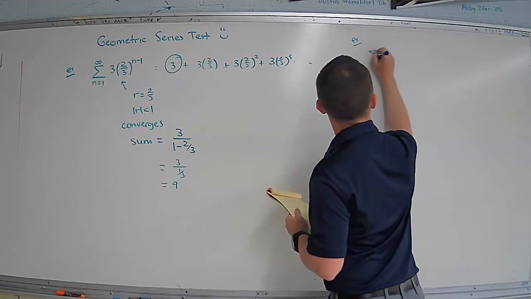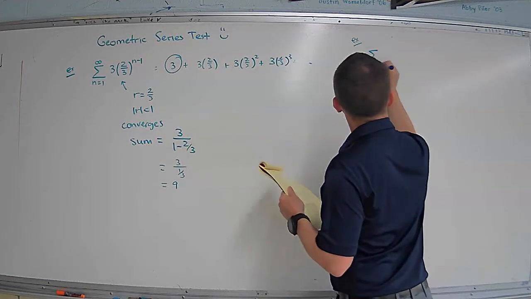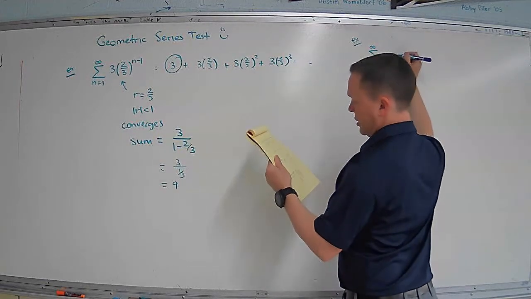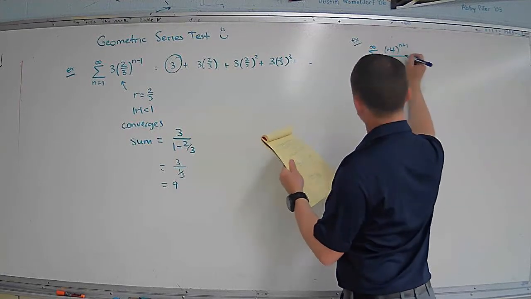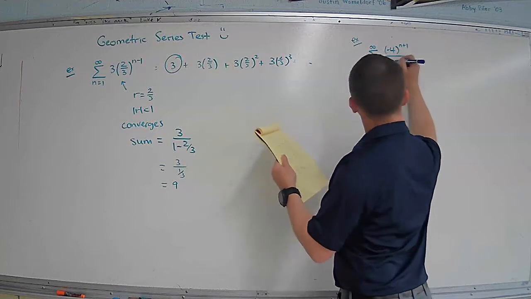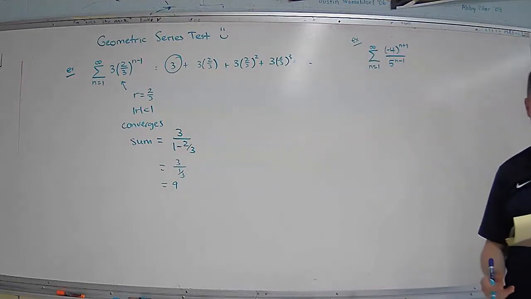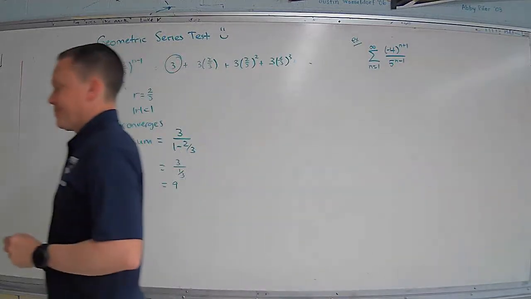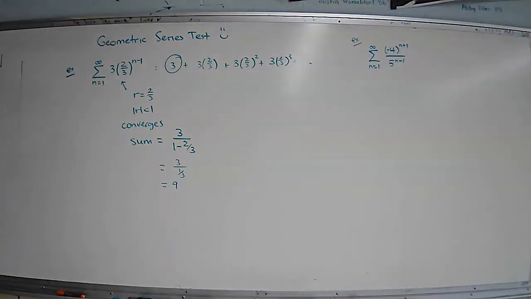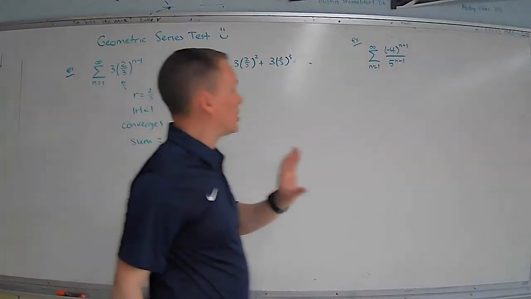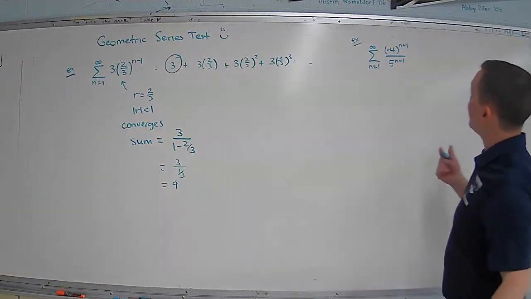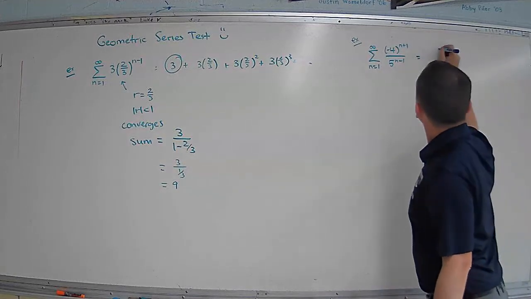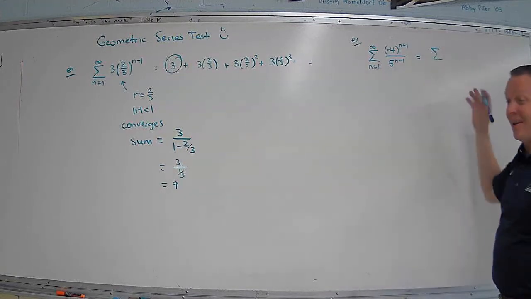Here's one. Here we go. The sum from n equals 1 to infinity of (-4)^(n+1) over 5^(n-1). Okay? So there's an infinite series. And I'm going to tell you, my friends, this is a geometric series that's wearing a mask. We've got to unmask this thing. So we're going to have to do some algebra here so that I can put it in that form.